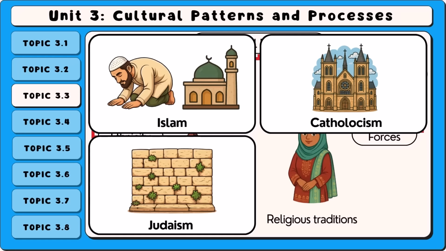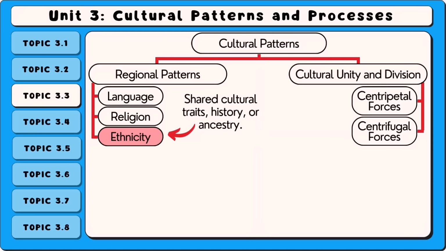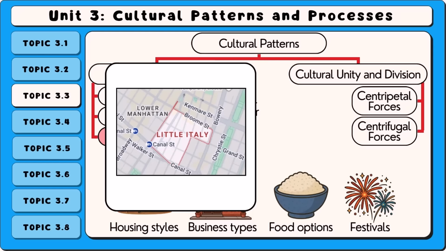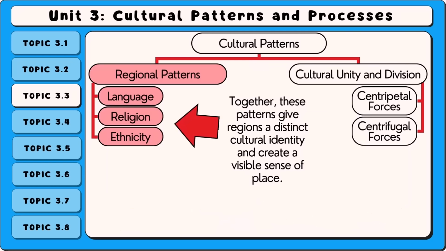Sacred sites like the Western Wall in Jerusalem or the Ganges River in India are tied deeply to religious identity and placemaking. Ethnicity refers to shared cultural traits, history, or ancestry. Ethnic groups often cluster in specific regions, where their culture shapes housing styles, business types, food options, and festivals. These areas may form ethnic enclaves, places like Little Italy or Chinatown, which we discussed in the last lesson. The ethnic enclaves become symbols of cultural pride and social support. Together, these patterns give regions a distinct cultural identity and create a visible sense of place.